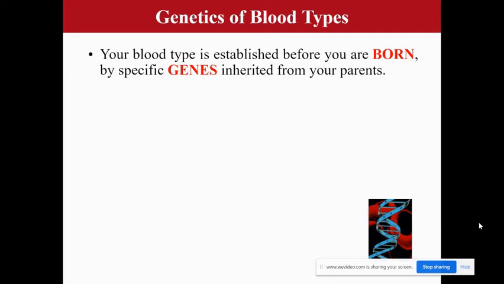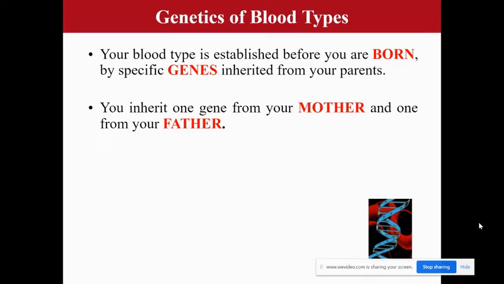Now, with the genetics of our blood, there's some different things, okay? So not all blood types are the same. If you remember from our 5.1 notes and our guided reading, blood type is considered a trait that has multiple alleles, meaning there's multiple types of blood. So it's established before you're born by specific genes that you inherit from your parents. Then you inherit 1 gene from your mother and 1 from your father, and then it determines what type you have.